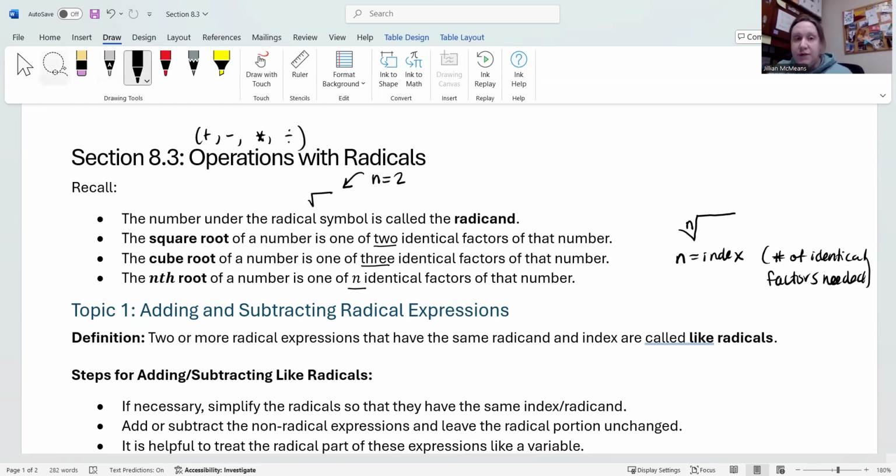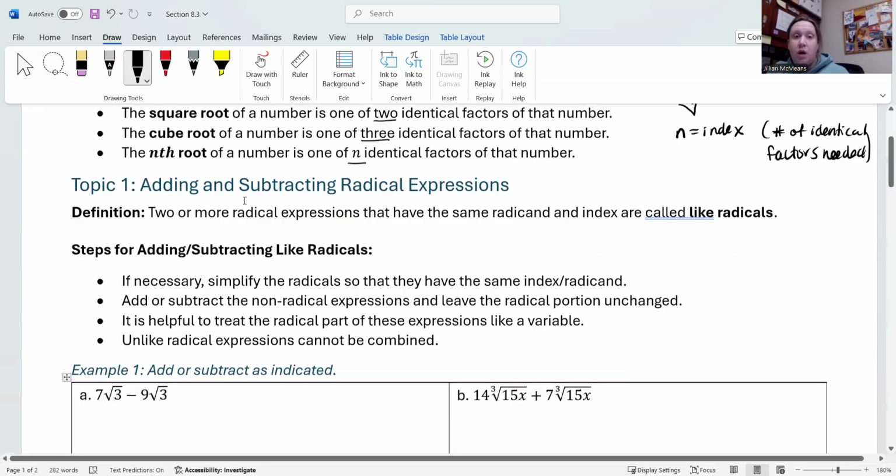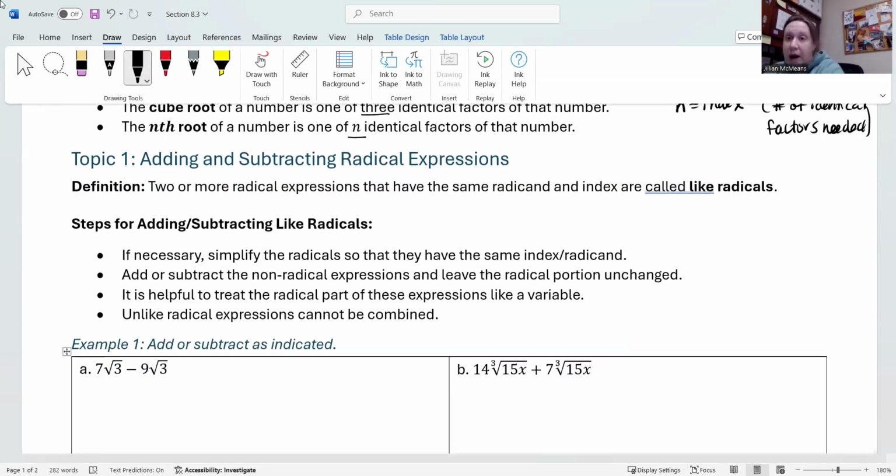Okay, so for this video, we're going to focus on topic 1, which is adding and subtracting radical expressions. And we have another definition. So 2 or more radical expressions that have the same radicand and index are called like radicals. Okay, so this is very similar to like terms.